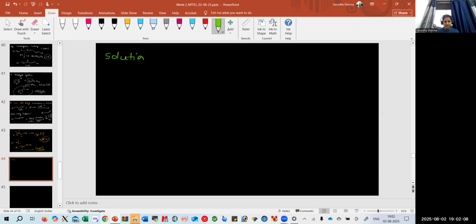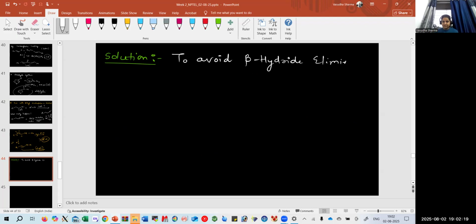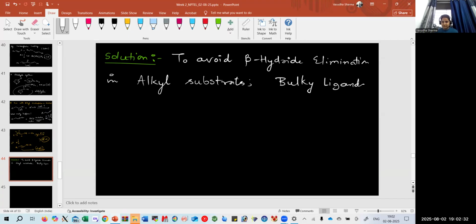So the solution for this is to avoid beta hydride elimination in alkyl substrates. Bulky ligands have to be used in the catalyst.